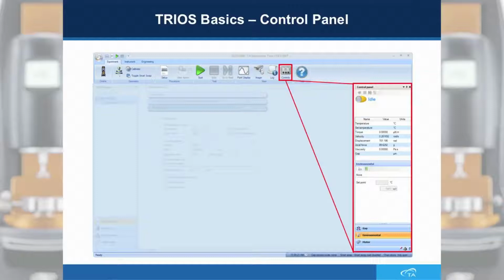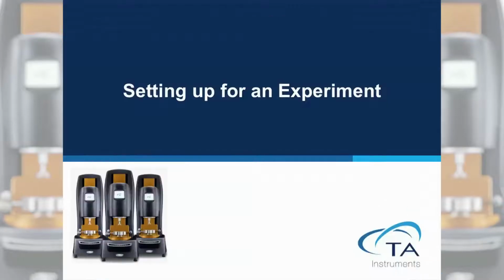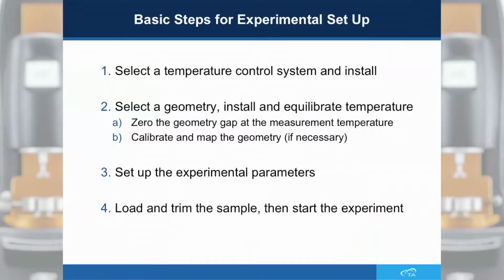In the control panel, the real-time values from the DHR are displayed, just like on the instrument display. Below that are several bars used to command specific instrument operations such as gap, environmental, motor, and axial force. Utilize the Help menu to become very familiar with these operations, as they are important for both instrument and sample loading procedures. We've covered some of the basic landscape in Trios and can now move on to setting up the DHR for an experiment. There are 4 basic steps for setting up an experiment.